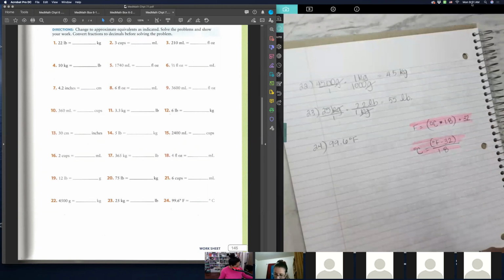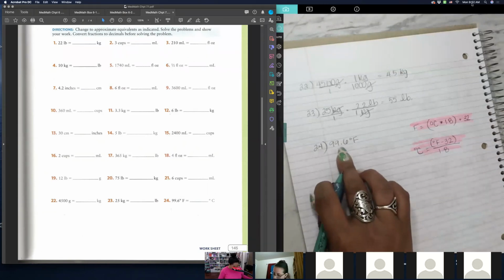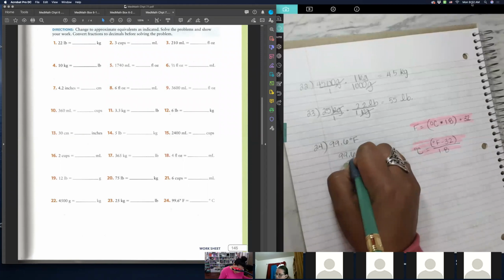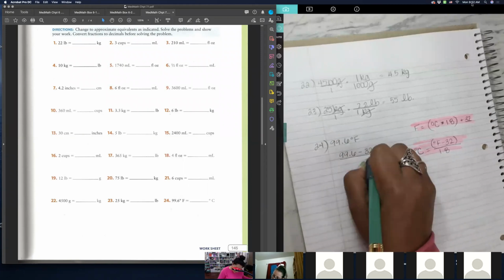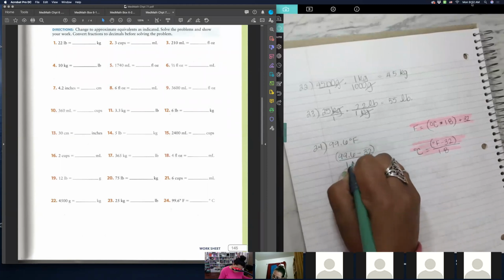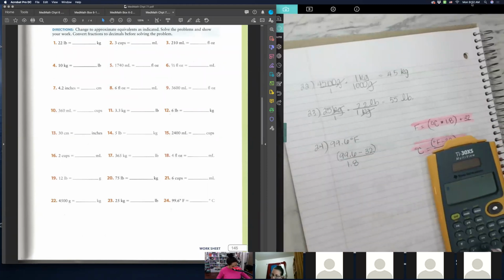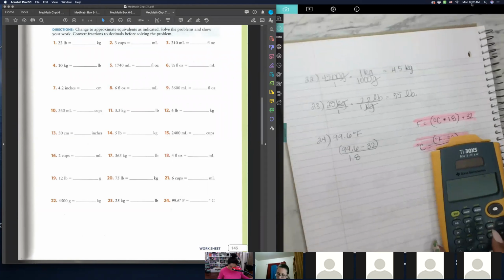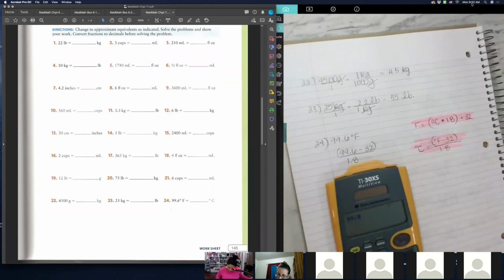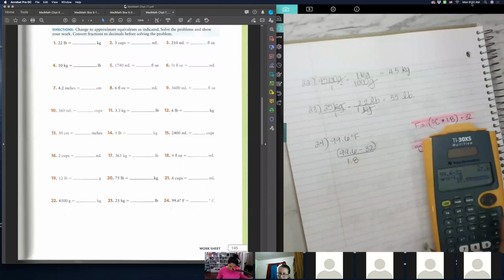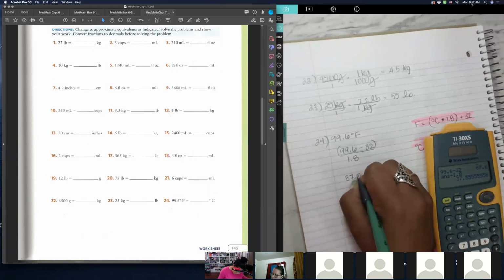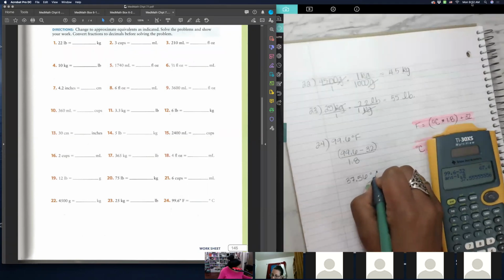So we have 99.6 degrees Fahrenheit. So I'm going to take that 99.6 minus 32 and then divide by 1.8. This is worksheet number 2. Okay, so 99.6 minus 32 and then divide by 1.8 is going to give me 37.56, keeping 2 decimal places, degrees Celsius.